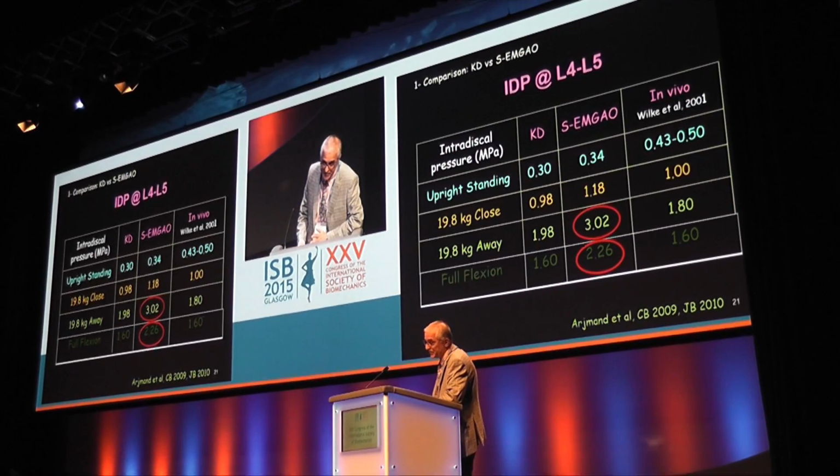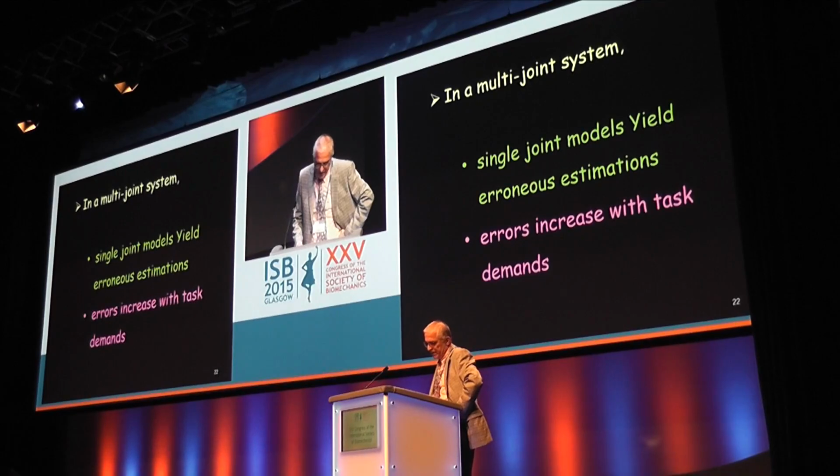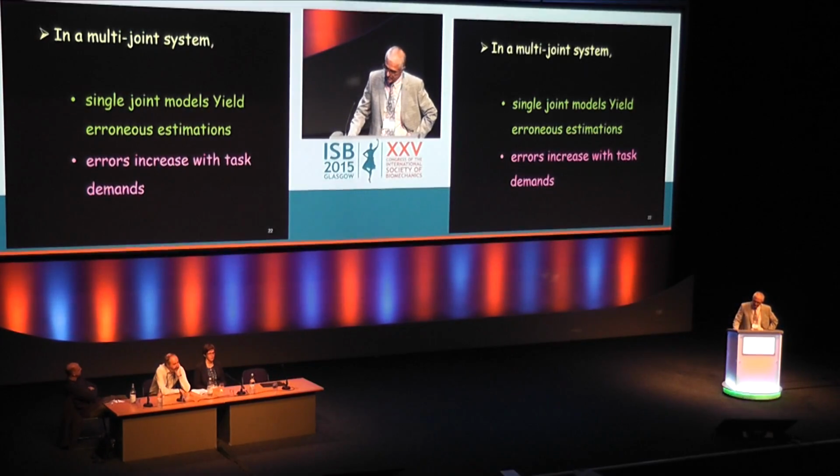Now we compare this with the measurements of Wilke for the same tasks, performed on the third column here. The first column is the KD intradiscal pressure. Second, the single-level EMG-assisted optimization. For lighter tasks, there are not many differences between them. Nevertheless, for heavier tasks, there is a huge difference when you use single-level EMG-assisted optimization. So, in conclusion, in a multi-joint system, single-joint models yield erroneous estimations, with errors increasing in heavier tasks.